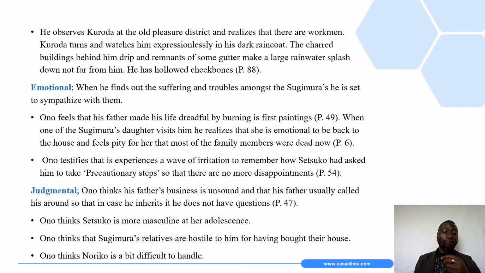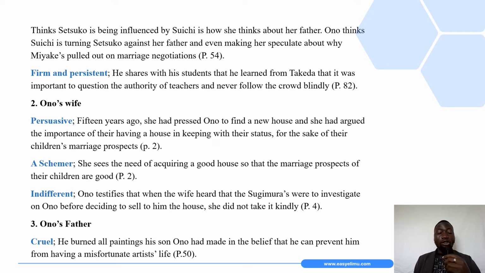Still on the trait of Ono being judgmental, Ono thinks Noriko is a bit difficult to handle. He also thinks that Setsuko is being influenced by Suichi, that is in how she thinks about her father. Ono also thinks that Suichi is turning Setsuko against her father and even making her speculate about why Miyake pulled out of marriage negotiations the previous year.